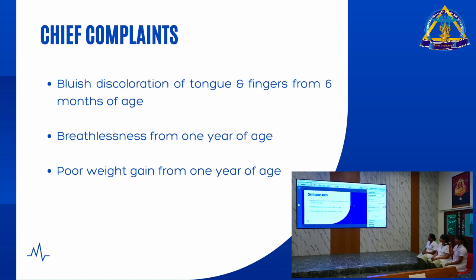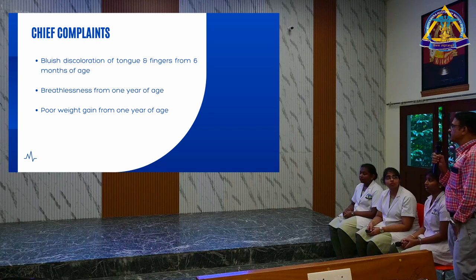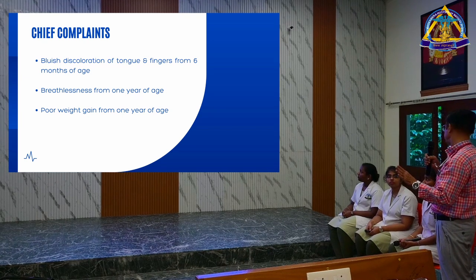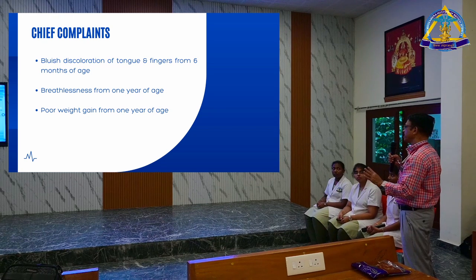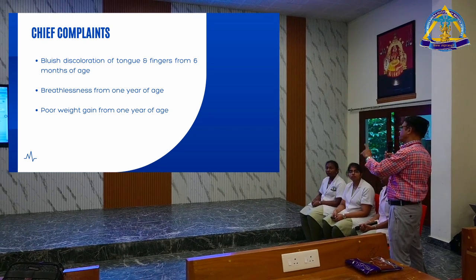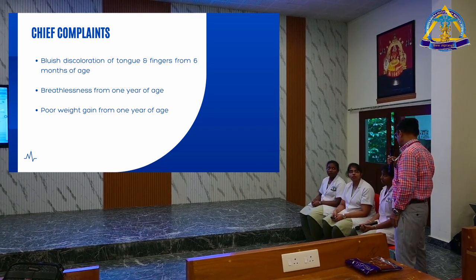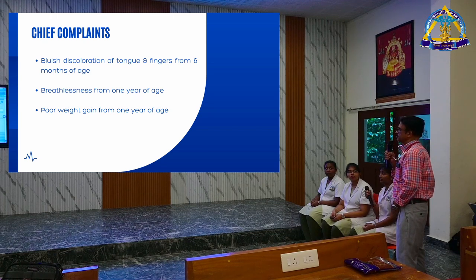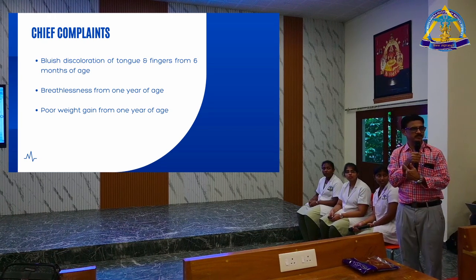Bluish discoloration of the palm and fingers from 6 months of age, breathlessness from 1 year of age, poor weight gain from 1 year of age. Okay, stop. So bluish discoloration of the tongue and fingers from 6 months of age, breathlessness from 1 year of age, and poor weight gain. What is the likely disease? Cyanotic heart disease.